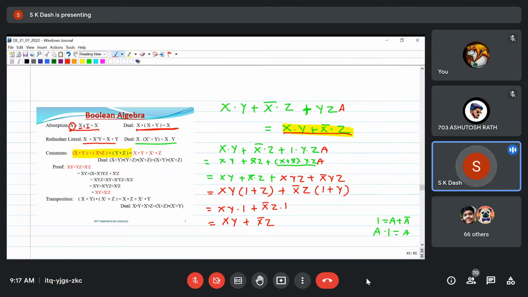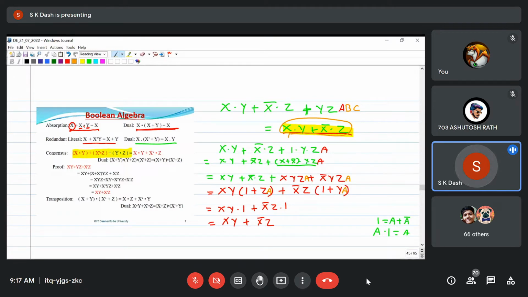So let me take another color. Here this will become a, this will become a. So once you take xy common, this will become (1 plus a). So this will be the same as 1 only. If you add something with 1, the result will be 1 only. So if it is only a or some other variables come here, still the result will be the same. You can remove that third term.